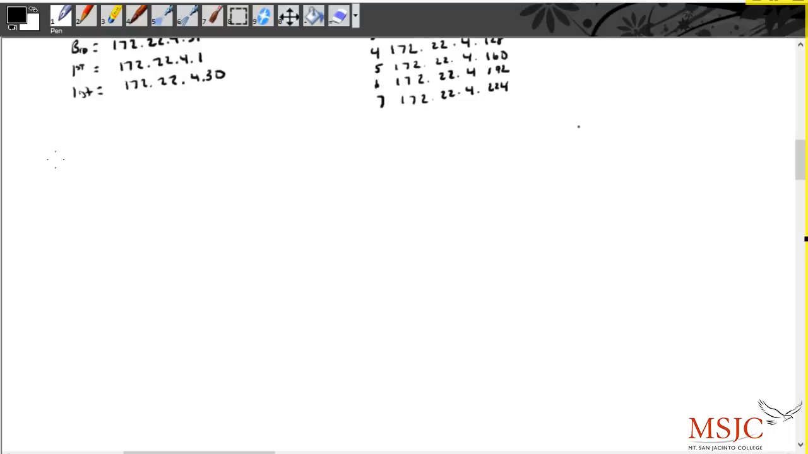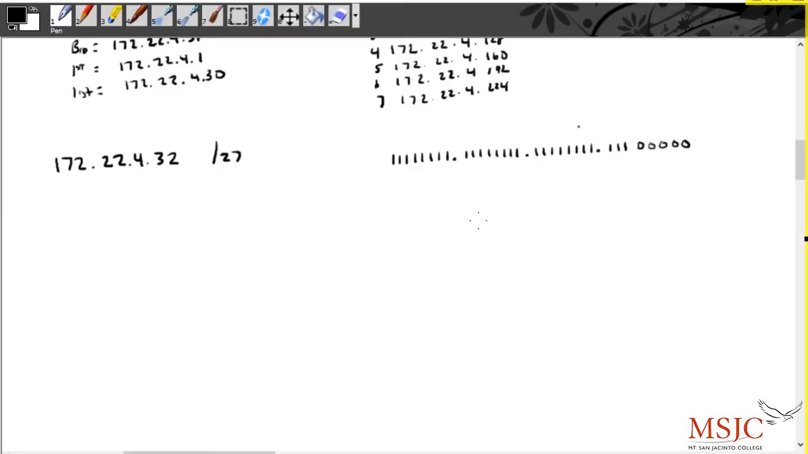So this is 172.22.4.32 on a /27 is what we're starting with. And this is going to become the basis for subnet B, or the support subnet. Now, a /27 looks like this. 1, 2, 3, 4, 5, 6, 7, 8, 9, 10, 11, 12, 13, 14, 15, 16, 17, 18, 19, 20, 21, 22, 23, 24, 25, 26, 27.